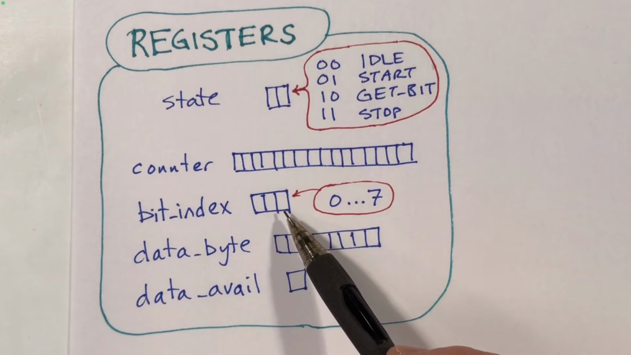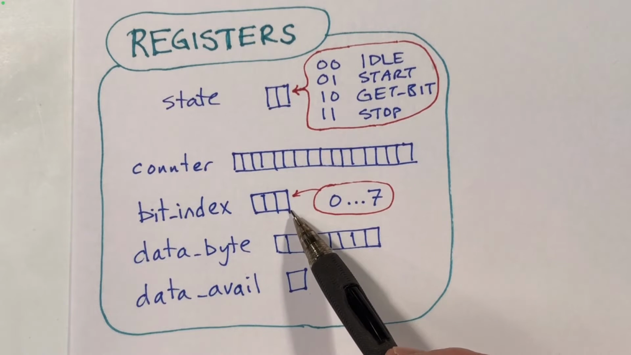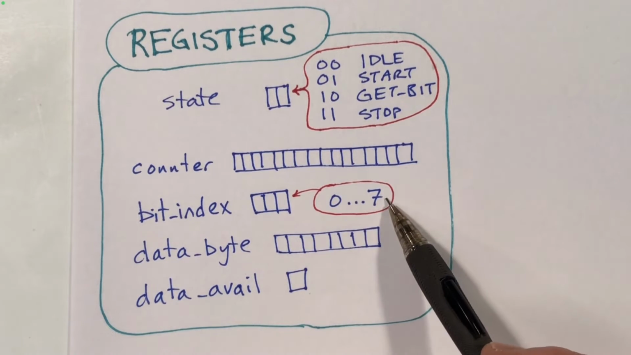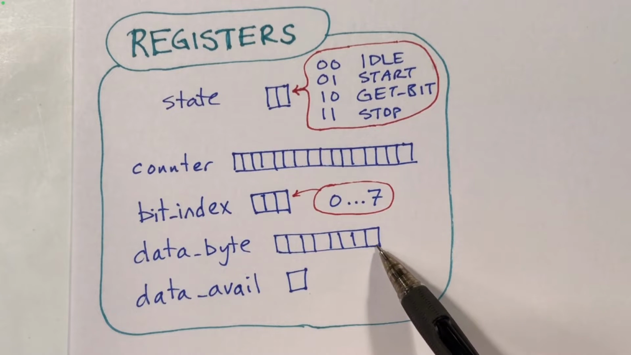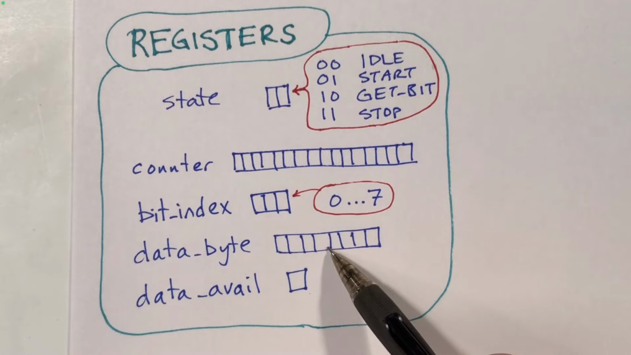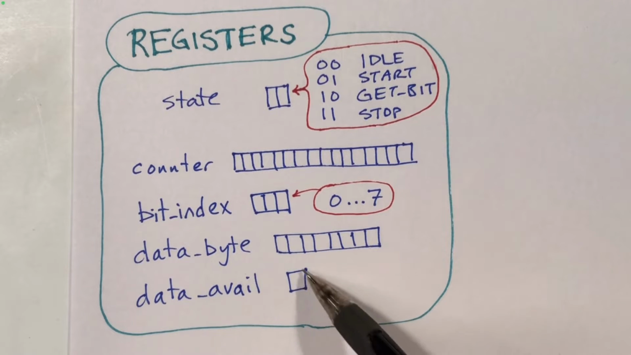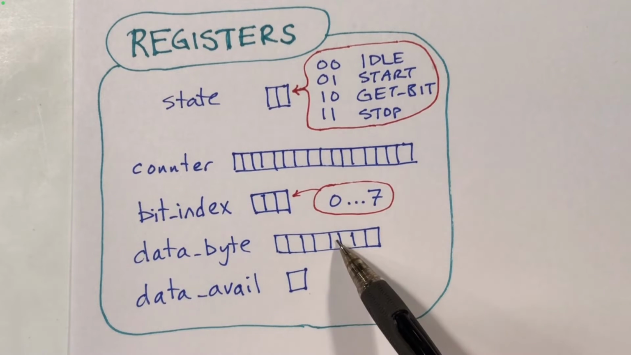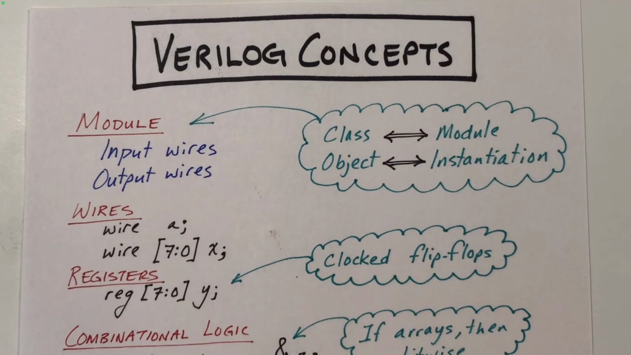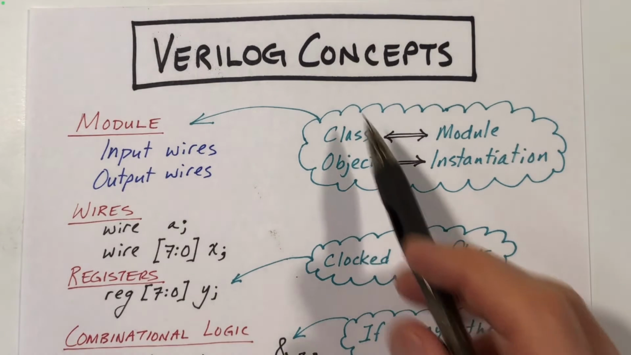We have a variable bit index, and for that we have a 3-bit register, which can range from 0 to 7. And finally, we have the data byte that we're accumulating. That has 8 bits, and the data available register. So we'll need to set that, and these are what will get output from this circuit. So we'd like to describe this finite state machine with some Verilog code.